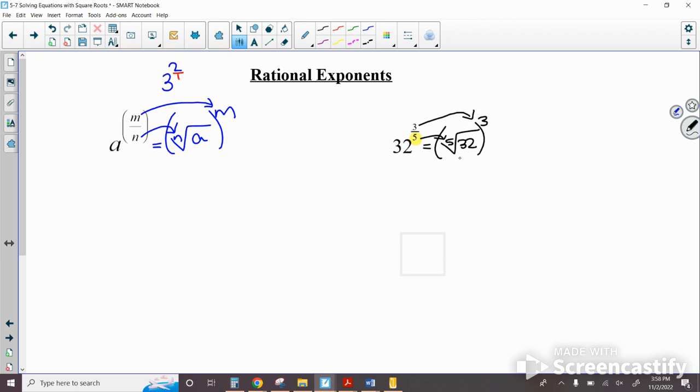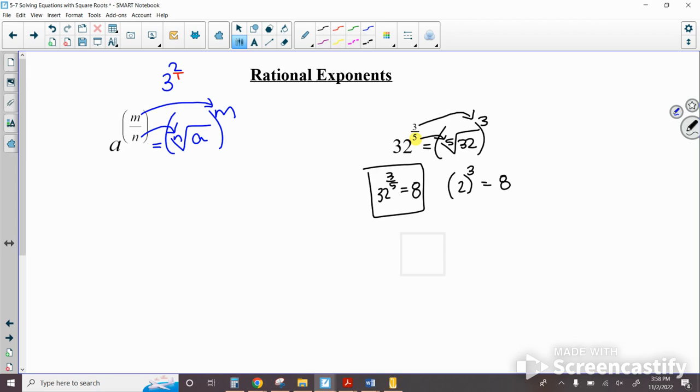Now, I just apply it like this, and I do the root first, and then I do the exponent next. So let's work our way on the inside of the parentheses first. What's the 5th root of 32? Well, the 5th root of 32 is 2. That's because 2 times 2 times 2 times 2 times 2 multiplies to give you 32. But you still have to raise that to the 3rd power. So what's 2 to the 3rd power? 2 to the 3rd power is 8. Which means if I go back to the beginning, 32 to the 3/5 power is actually 8.